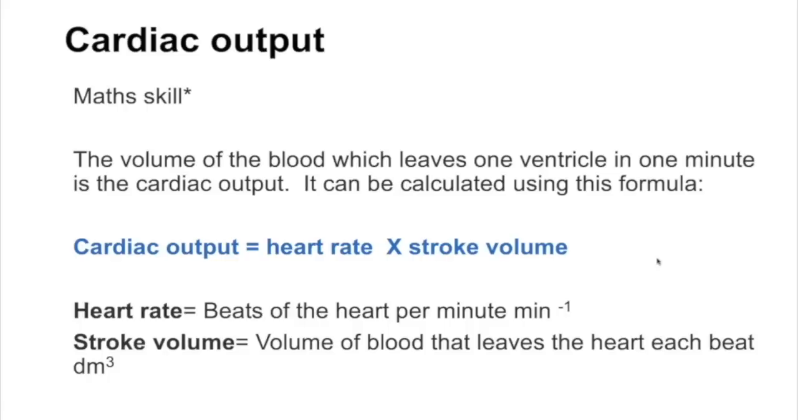You could be asked to calculate the cardiac output, and that is the volume of blood which leaves one ventricle in 1 minute. And it can be calculated by doing the heart rate times the stroke volume. And the heart rate is beats of the heart in 1 minute. Stroke volume is the volume of blood that leaves the heart each beat, and that is in decimeters cubed.